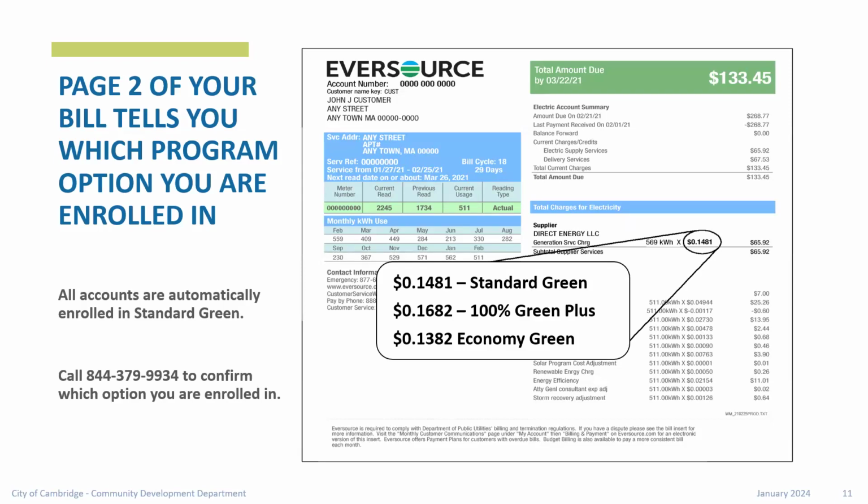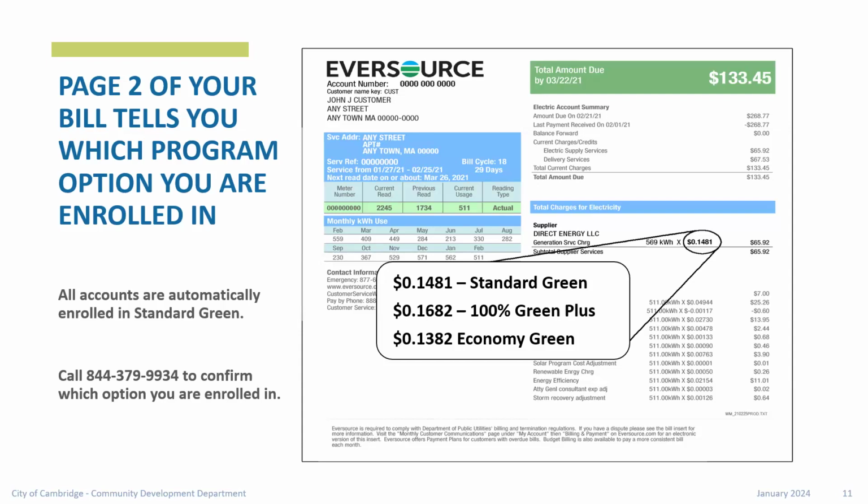But this is just how it would be displayed on your bill. Again, if it says 0.1682, that would correspond to 100% green plus. And if it says 0.1382, that would correspond to the economy green option. So that is again on the back side of your bill.